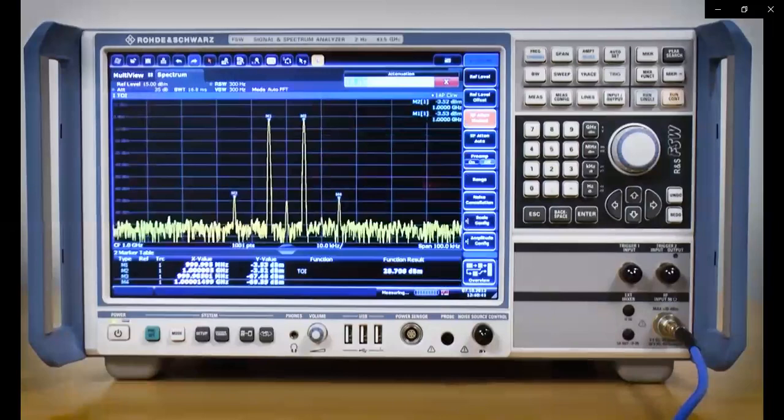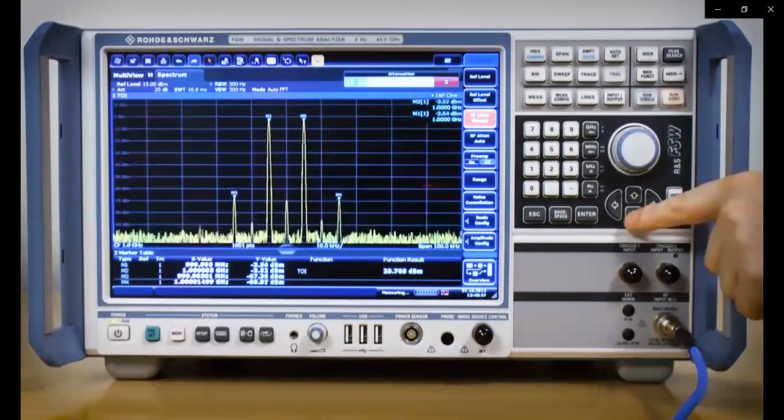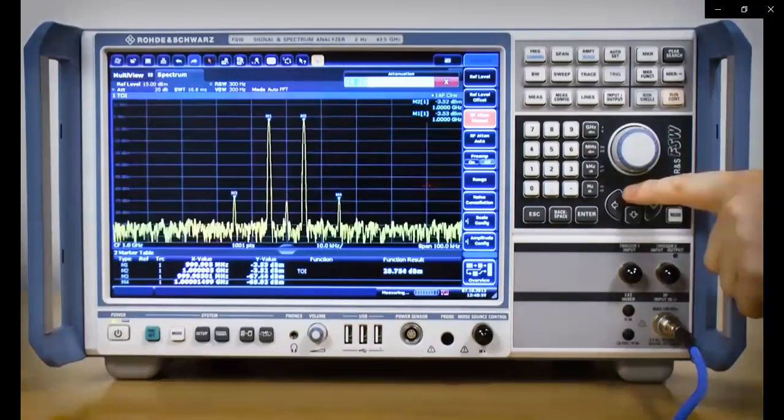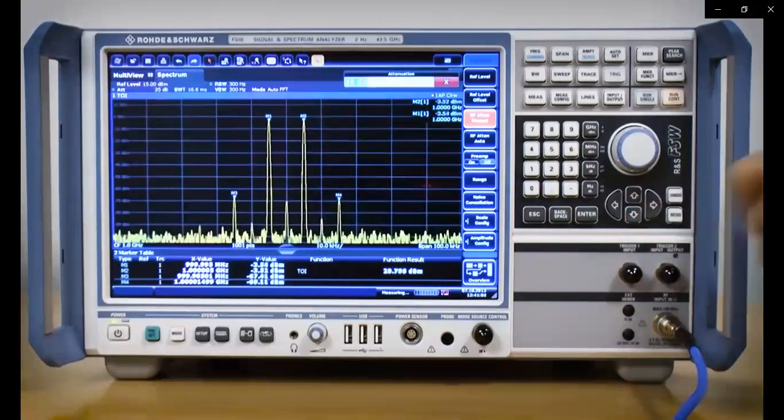To see how this can be done, we're looking here at two tones with some additional intermodulation products that are lower in level. These could come from the unit under test or the analyzer. This can be checked by changing the input attenuation, and it can be seen in this case that the relative levels remain the same. This means that they are present at the input of the analyzer and not generated by the test equipment.